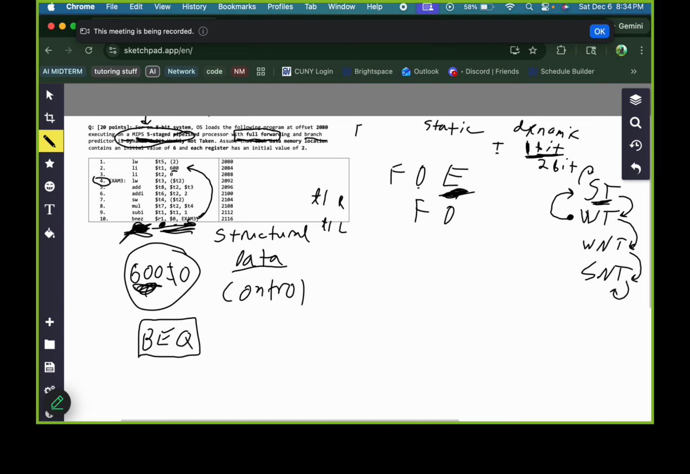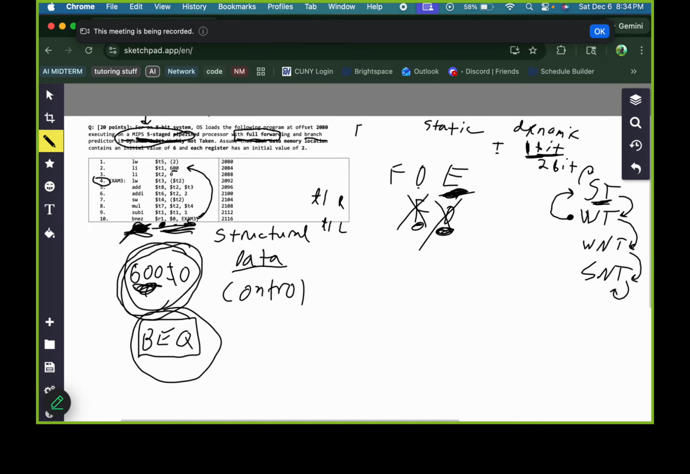Well, in this example, we're saying we branch only on equal. And this is definitely not equal. Therefore, I should not have taken these 2 instructions. I should not have taken the branch. I have to flush these guys out, so we X them out.